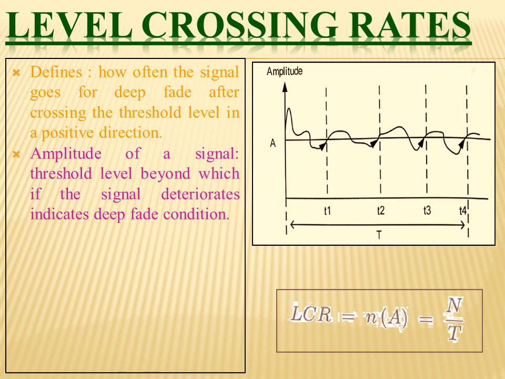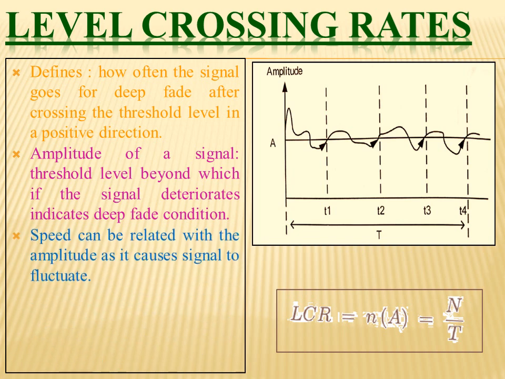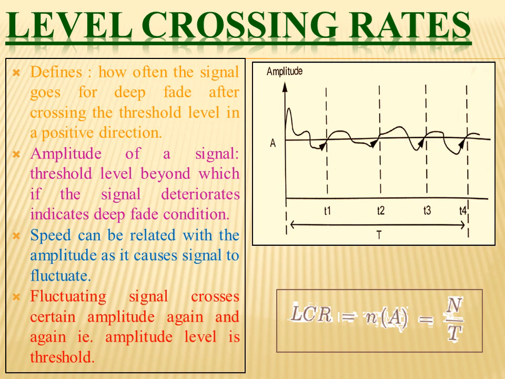In the figure, A is the amplitude of the signal. Amplitude defines the threshold level beyond which the signal deteriorates, indicating a deep fade condition. For deep fading, the speed can be related to the amplitude: the speed at which the receiver is moving from one place to another can certainly lead to a deep fade condition.